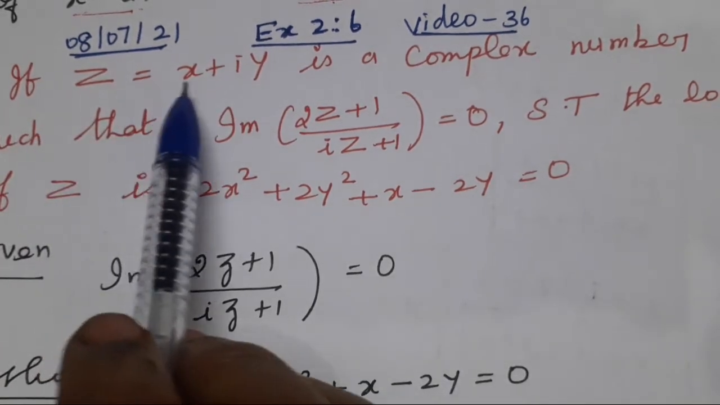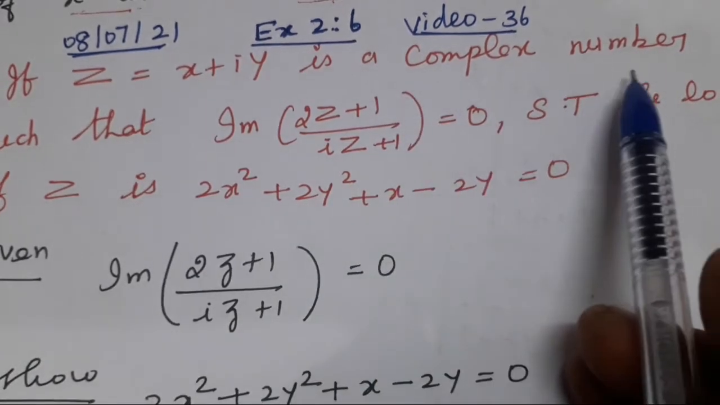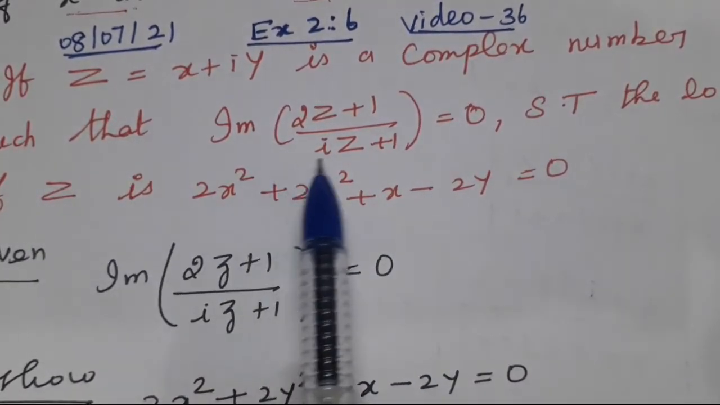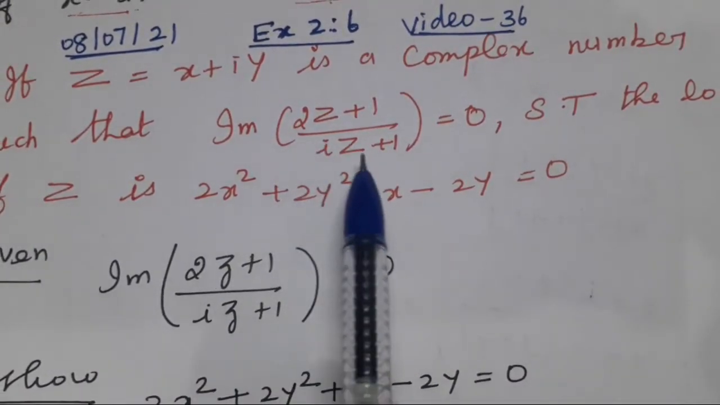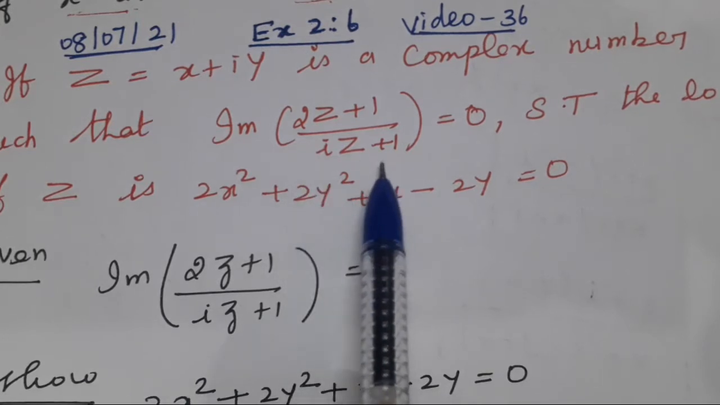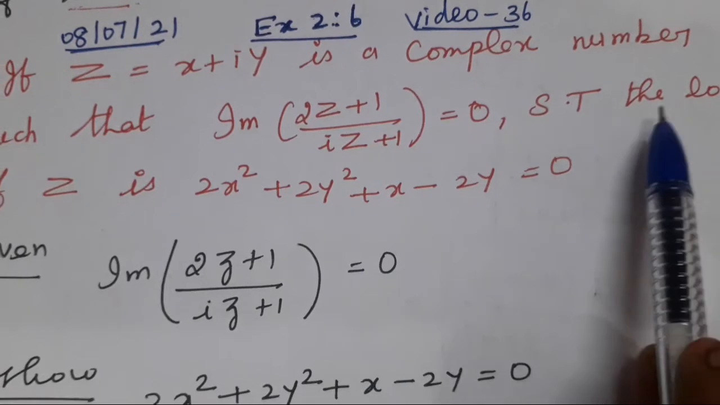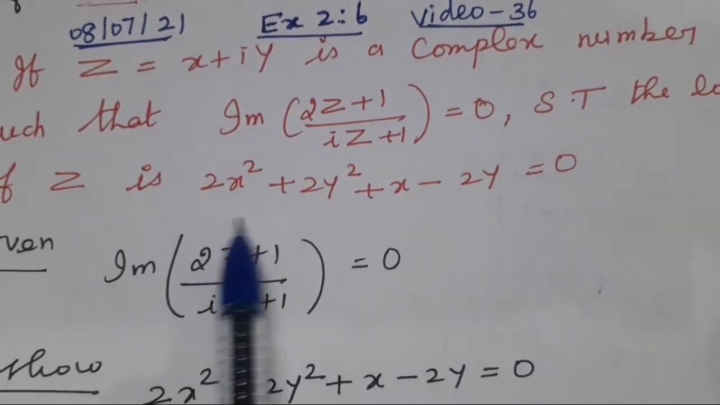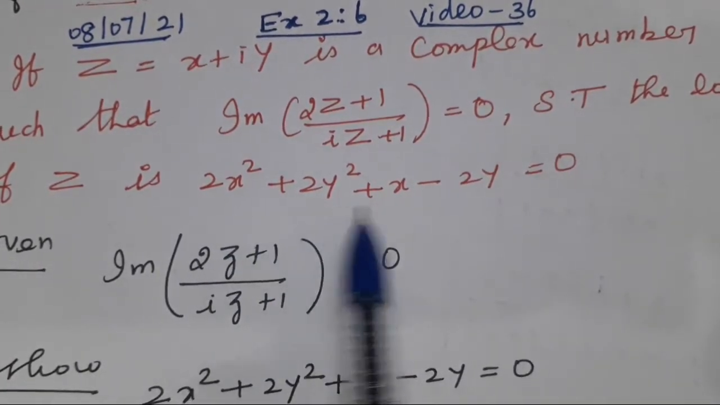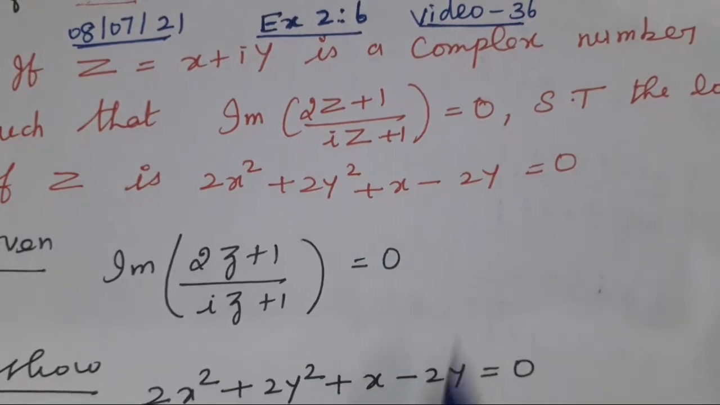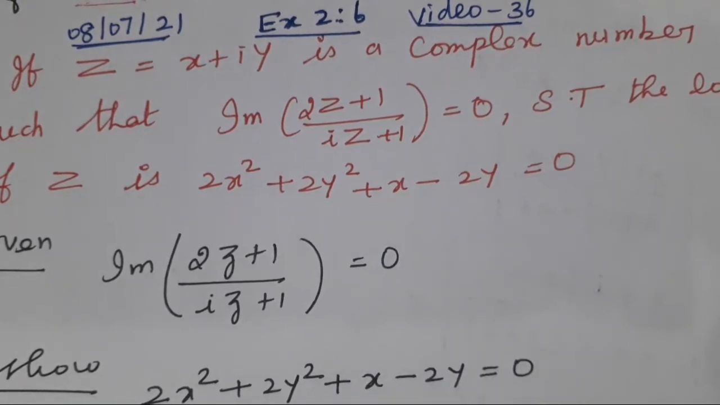If z equal to x plus iy is a complex number such that the imaginary part of (2z plus 1) by (iz plus 1) equal to 0, show that the locus of z is 2x square plus 2y square plus x minus 2y equal to 0. In the last video class, the locus of z was what? The x-axis or real axis.